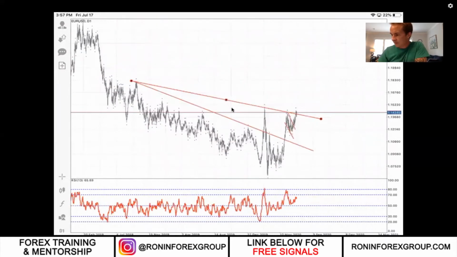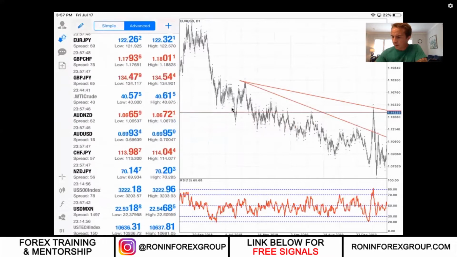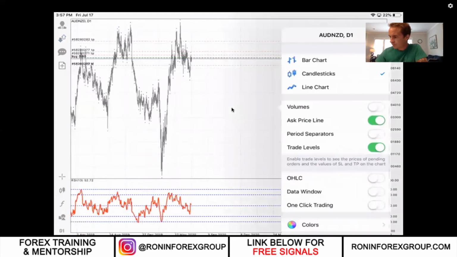So this is huge. And there's a meeting this weekend concerning the European Union. I'm not in the euro right now, but I think we might get a gap on Sunday, so it'll definitely be something to watch for. But a couple of pairs I want to look at here is Aussie New Zealand dollar.